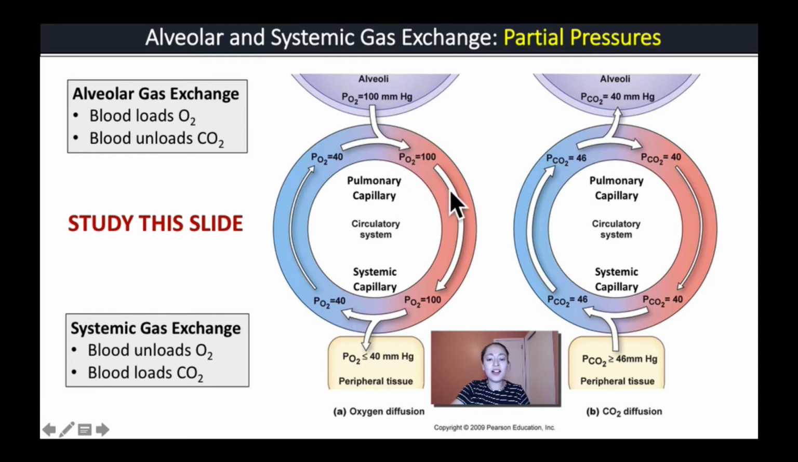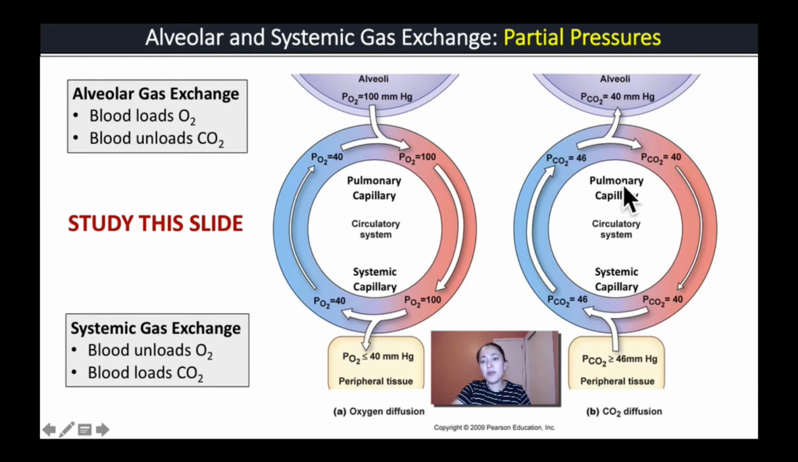And then that oxygenated blood will make its way to our systemic capillaries. And when it gets here, it's going to be unloaded into our tissues because the partial pressure of oxygen in our tissues is extremely low. And so all the oxygen leaves our blood, and now we have oxygen poor blood, and it's returning to the lungs to pick up more oxygen. And it just goes around like that.